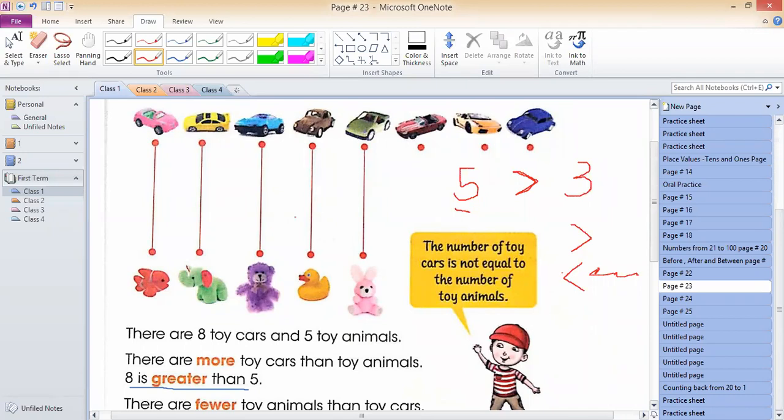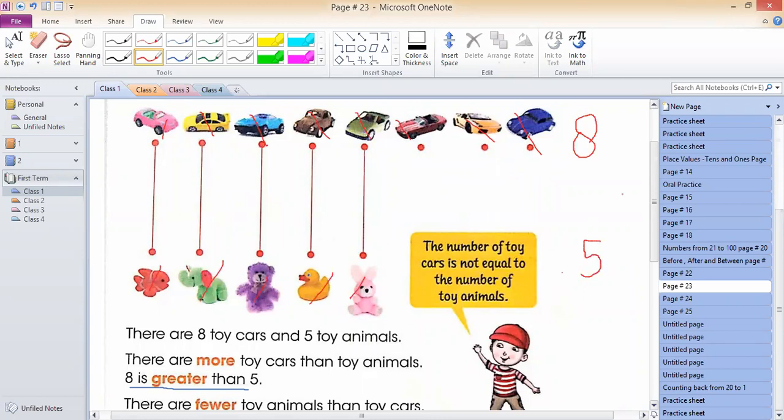Let's look at the book example, guys. There are 1, 2, 3, 4, 5, 6, 7, and 8 cars. Okay, so there are 8 cars. So I'm going to write there are 8 cars. And how many toy animals are there? 1, 2, 3, 4, and 5. So there are 5 toy animals.